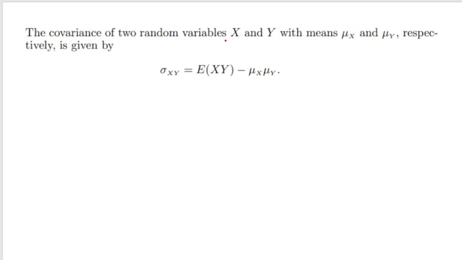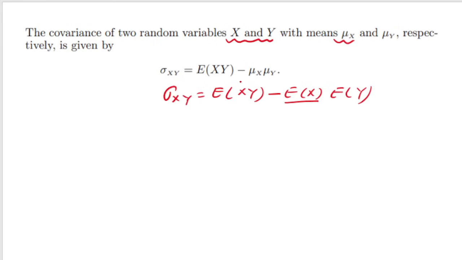Covariance of two random variables x and y with mean mu x and mu y is defined as the expectation of x into y minus the expectation of x into the expectation of y, where the expectation of x is also represented by mu x and the expectation of y is represented by mu y.